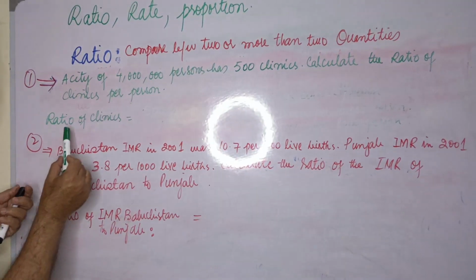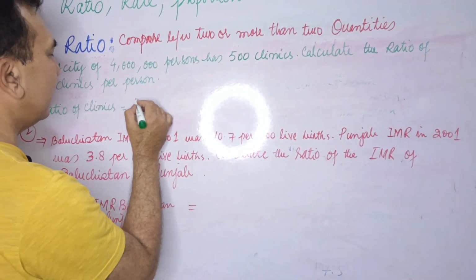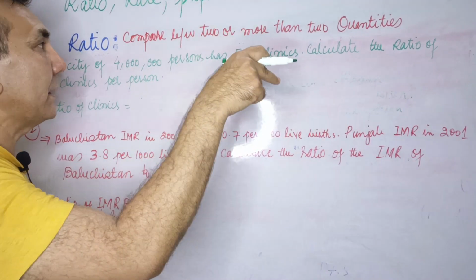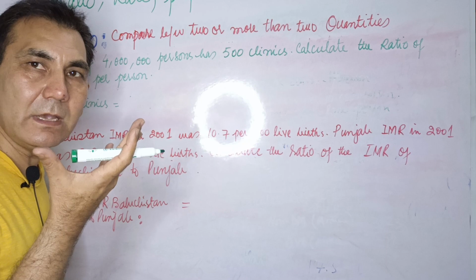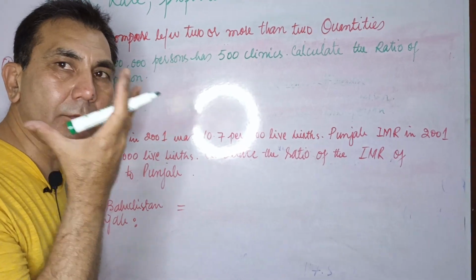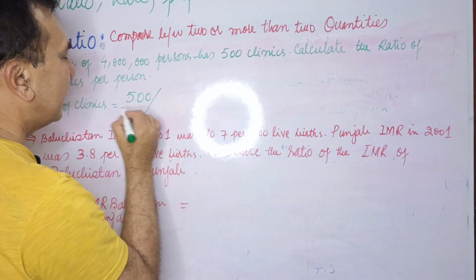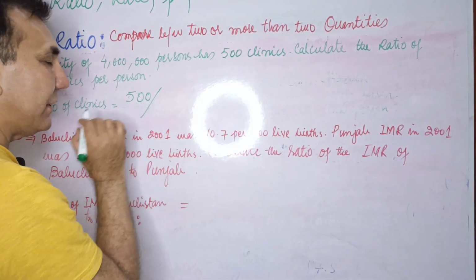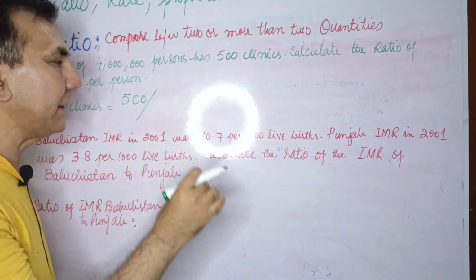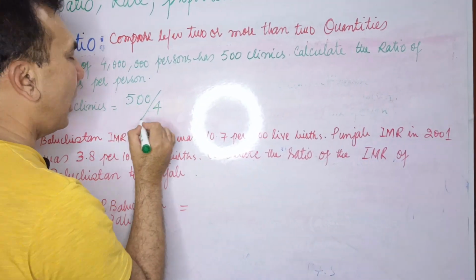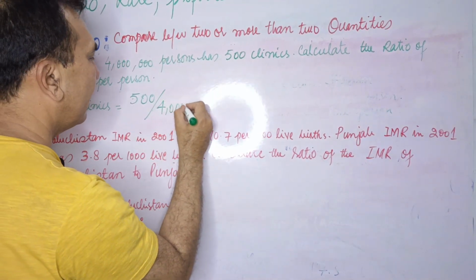Now we will calculate the ratio of the clinics. So what is the ratio of clinics per person? The examiner is asking about the ratio of the clinics. So 500 will be the numerator, the dividend. And how many persons are in that particular city? 4 million.